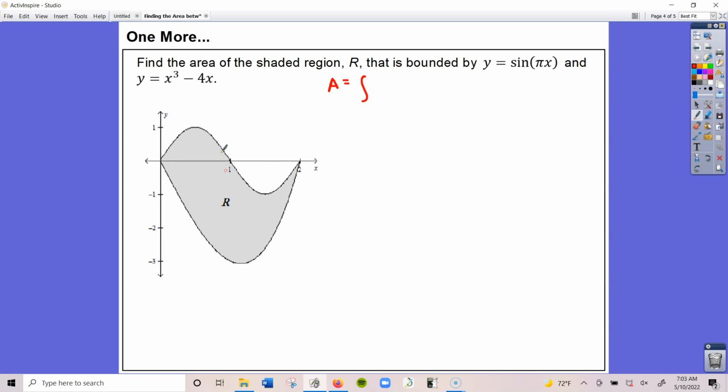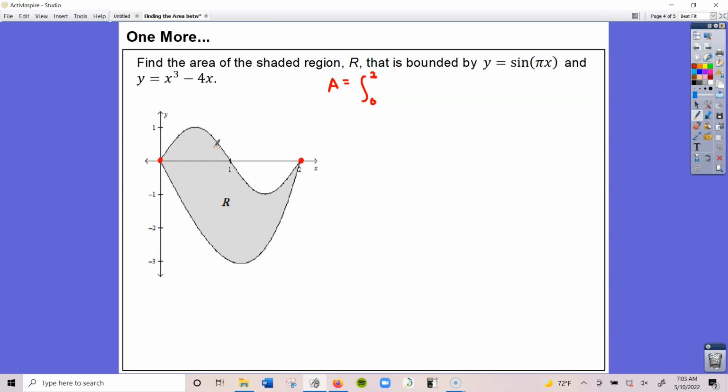However, the area here for region R starts here at 0 where my functions intersect until here where they intersect again, which is at x is equal to 2. So these are going to be my limits of integration from 0 to 2. And now I'm going to do my high function minus my low function.